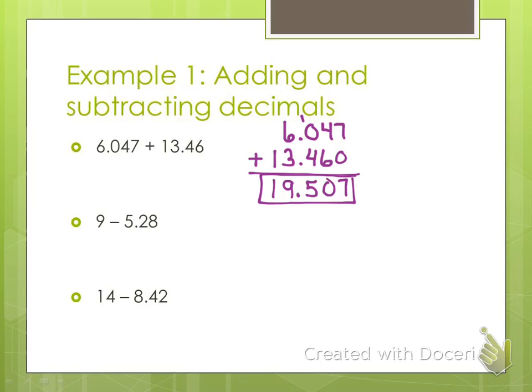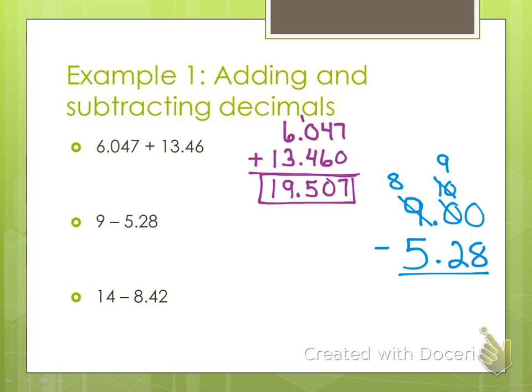All right, now when I'm subtracting 9 minus 5 and 28 hundredths, okay, there is one very important thing that I need to remember to do, and what is that? Put the decimal and the zeros. I do not just bring down my 28 hundredths. Now, since I have zeros, can I just do 0 minus 8? What do I need to do? Borrow from the 9. And once I borrow, then I can subtract. 3 and 72. All right, very good.